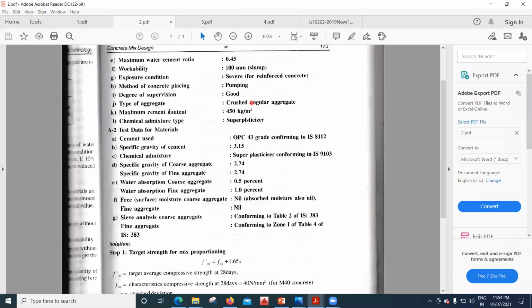Next is the type of aggregate. We are going to make use of crushed angular aggregate, and we have seen that in angular aggregate the strength will be good. There will be better interlocking between them. So they are making use of crushed angular aggregate.